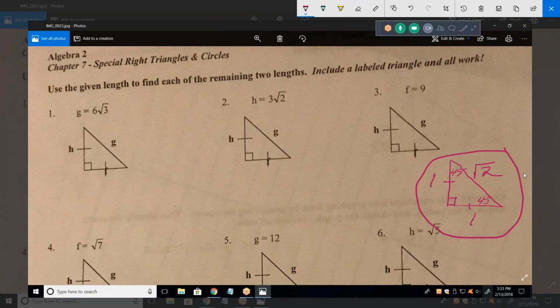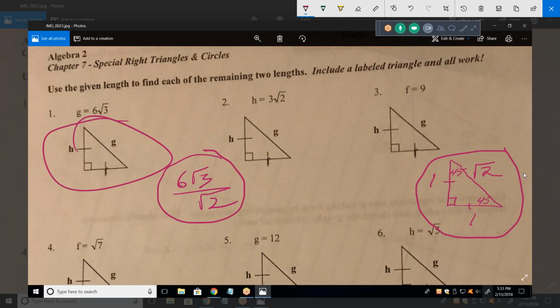Now, up here, they're telling us that G is 6 root 3. What's the scale factor between this triangle and the one I have circled on the right? How do you get the scale factor? You divide the bigger one by the smaller one. That's the smaller one, right? Yeah. Okay. So that is the scale factor.